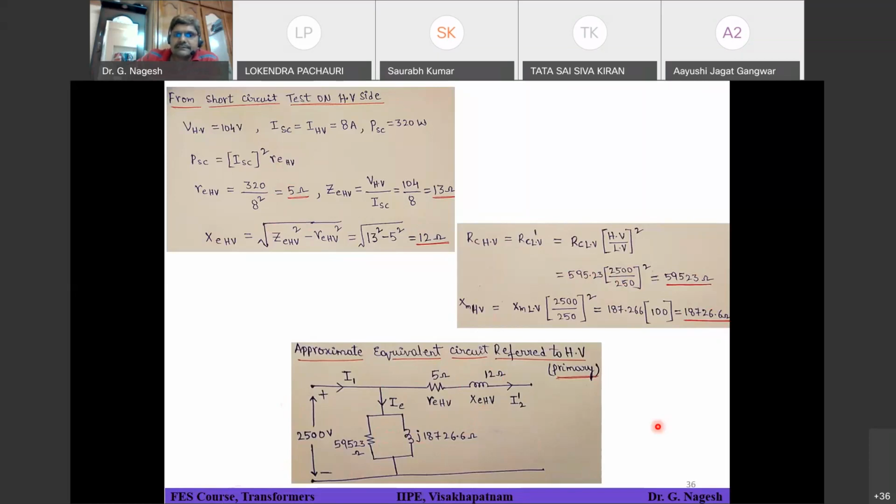Right, because resistance and reactance, which are already coming from the HV side data, open short circuit test, so they remain as it is. But RC and XM, what you have calculated, they are coming from LV side data, so you have to transfer them into HV side. So that's why it has given this much value, 59523. Now, what will be the equivalent circuit referred to low voltage side?